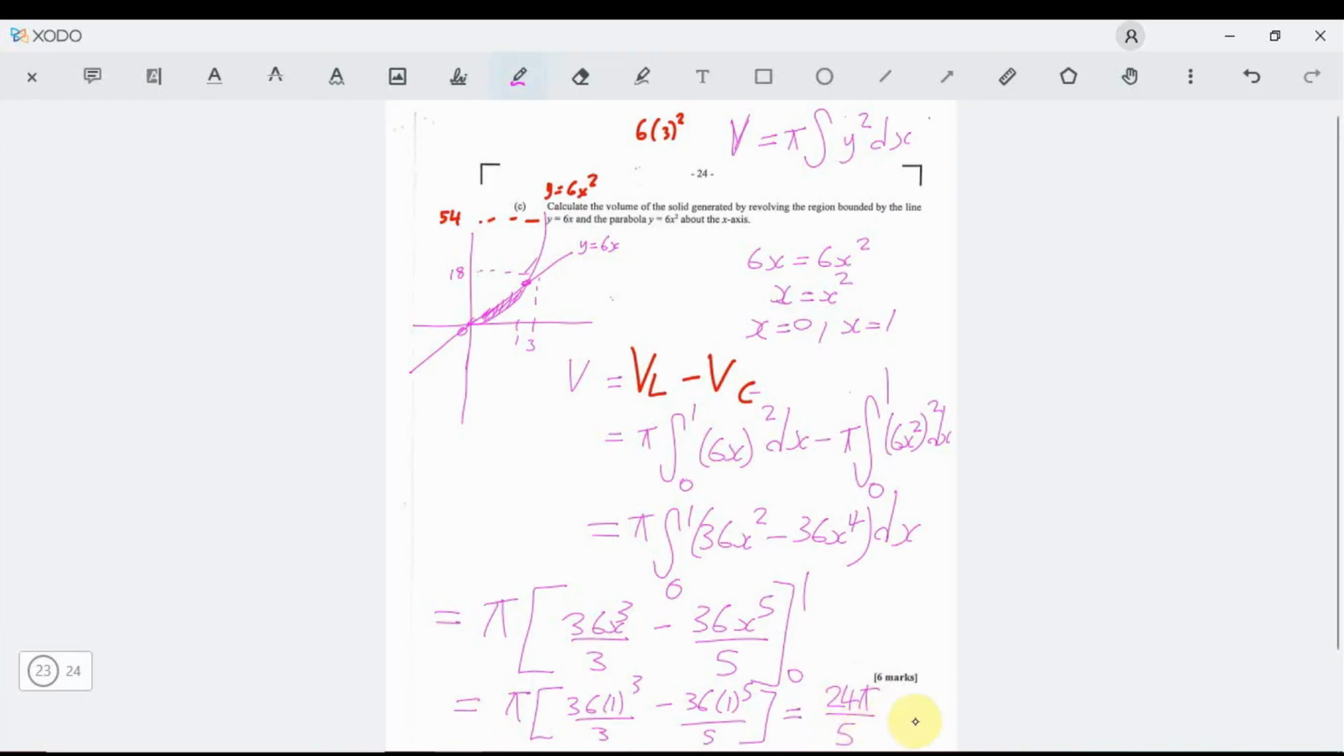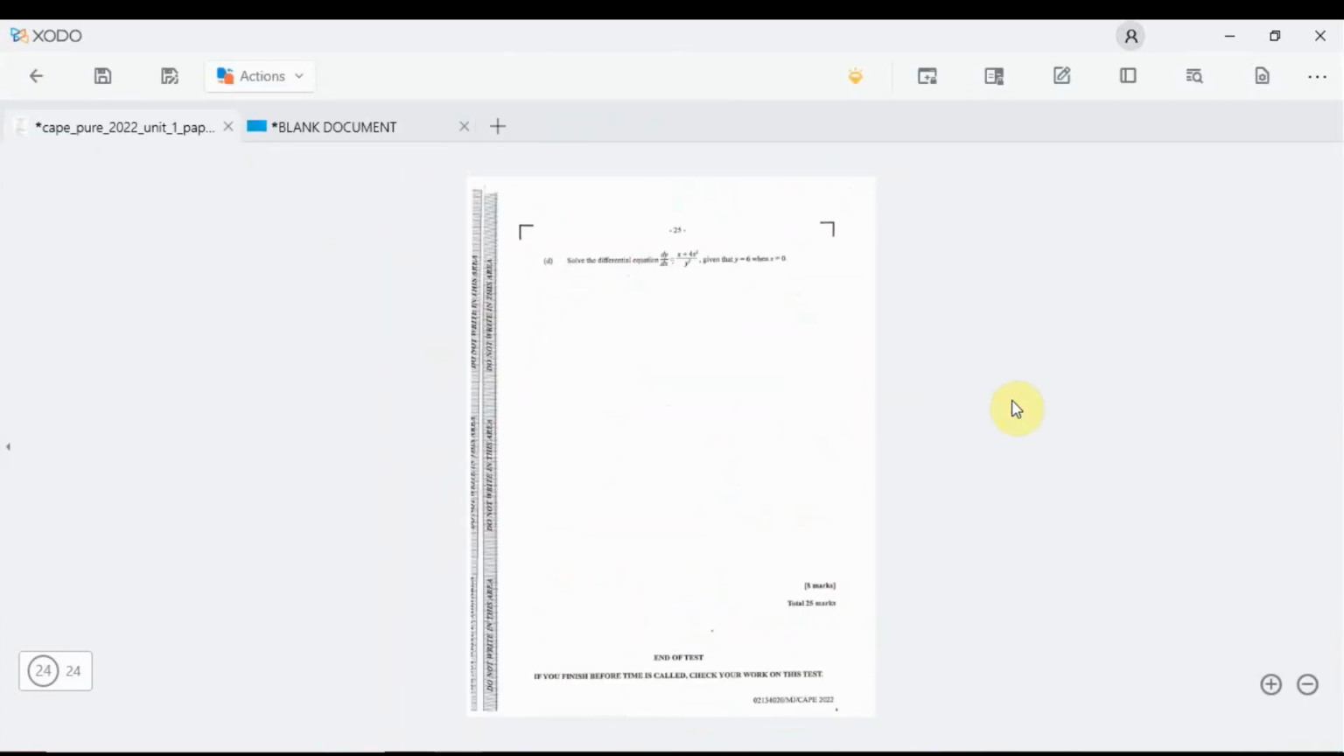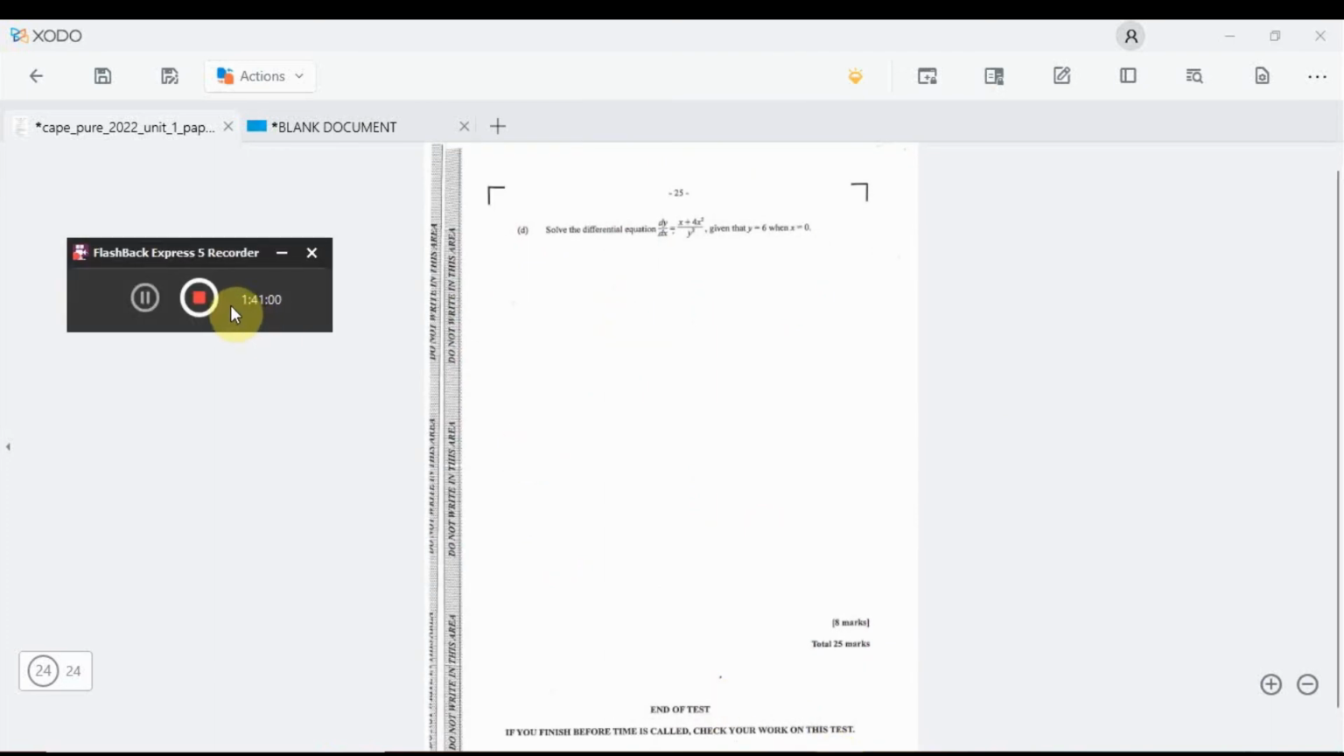But remember, volume is what? Units cubed. Wow! That's our answer. Nice. Easy. Now that we have that, this is the last part of the paper. Look at this. We're doing the test, and I'm recording for less than 2 hours and 30 minutes. There's no way you should not finish the pure maths test. You have enough time to do it and check over. I'm telling you, work slowly, don't skip any steps, and you'll be fine. Look at that. We have a lot of time left.